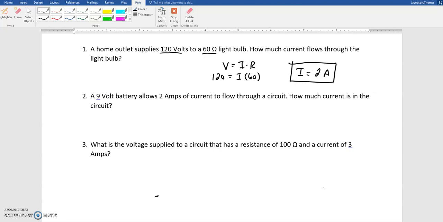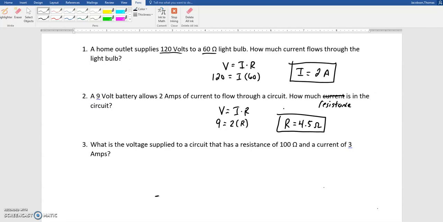Next problem, number 2, says a 9-volt battery allows 2 amps of current to flow through it. How much current is in the circuit? So Ohm's law, V equals I times R. 9 is equal to... I think I meant to say actually how much resistance, sorry about that, how much resistance is in the circuit. So what we could do is we could say 9 equals 2 times R. And then we could solve and say the resistance is going to be 4.5 ohms. Sorry about that mistake.